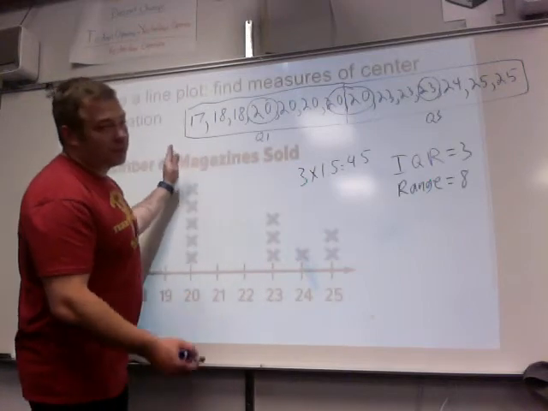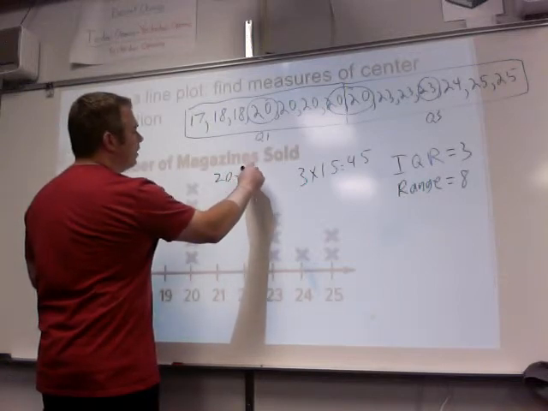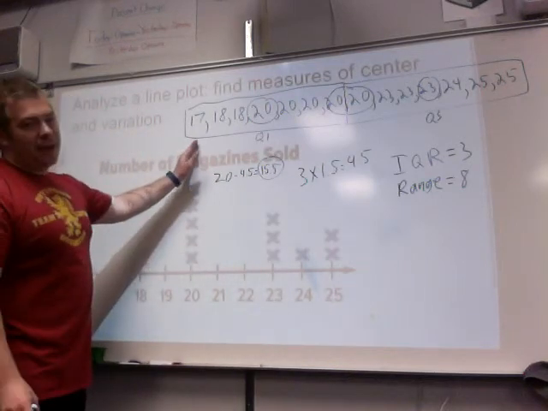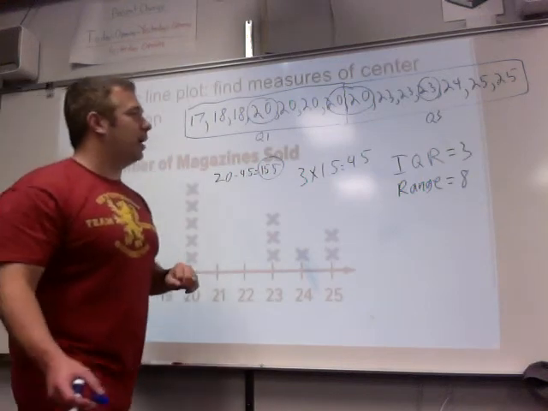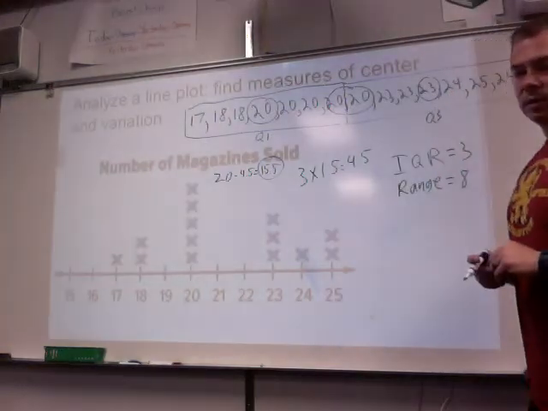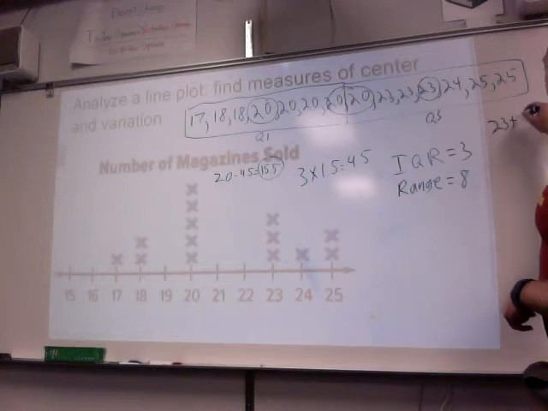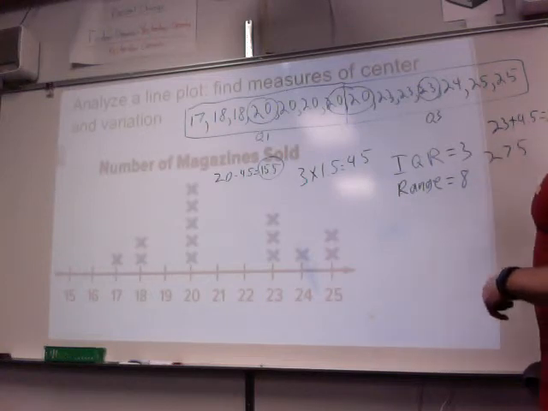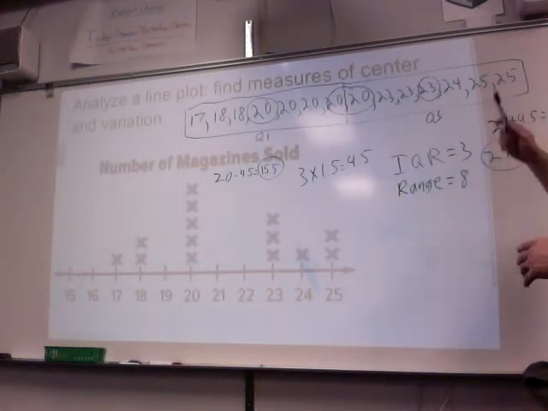20 minus 4.5 equals 15.5. Since there's no number that is 15.5 or less, there's no outliers in the bottom half. Okay? I take quartile 3. 23 plus 4.5 equals 27.5. Since there's no number that's 27.5 or higher, then I have no outliers on this side.